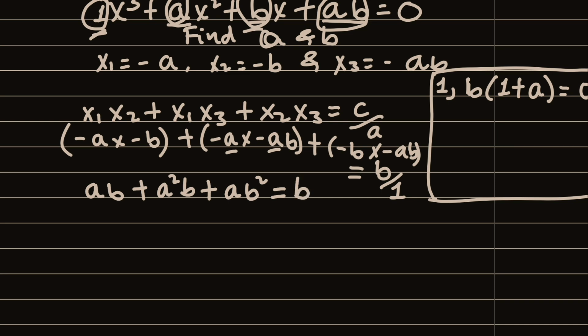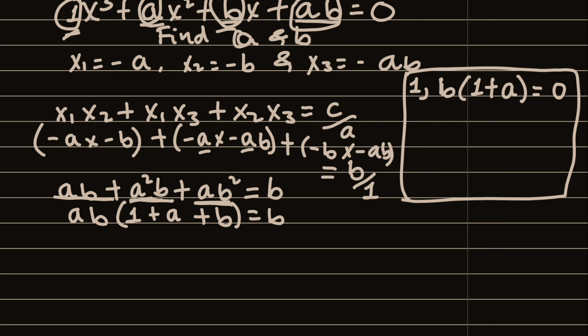Okay, now we can have a common ab. So it will be ab common, it will be 1 plus a plus b equals to b. So this is the second formula of Vieta.